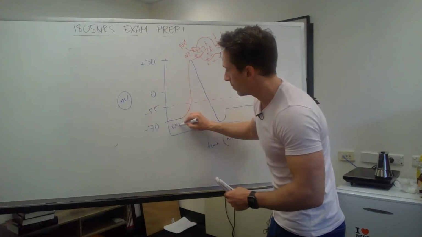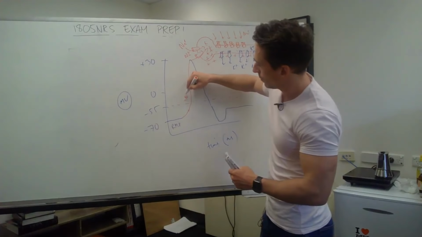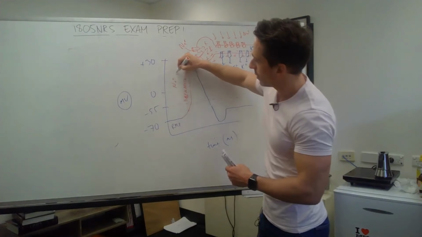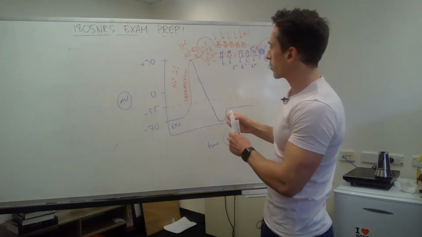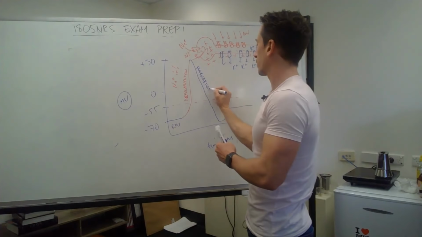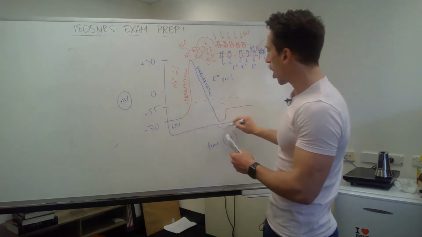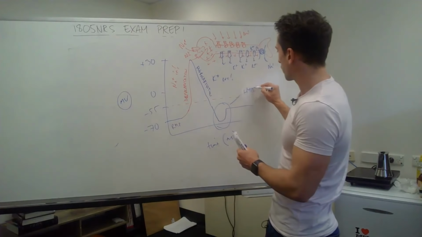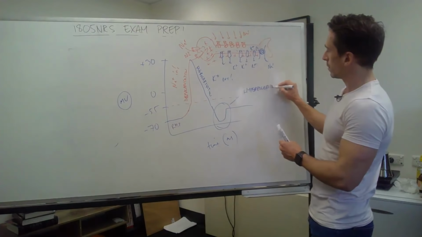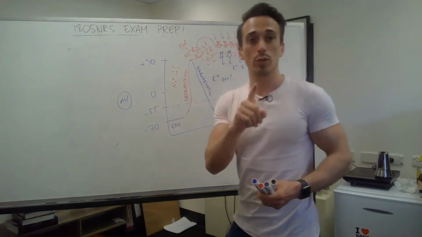That's the resting membrane potential. This part's called depolarization. That's where sodium comes in. This part's called repolarization. That's where potassium goes out. And this is called hyperpolarization. That's where more potassium goes out. All right? So that's an action potential. You need to know that.